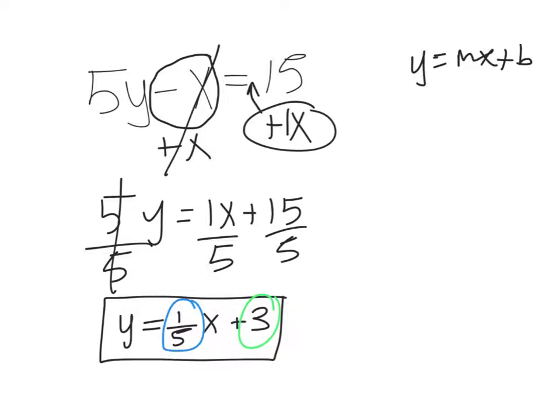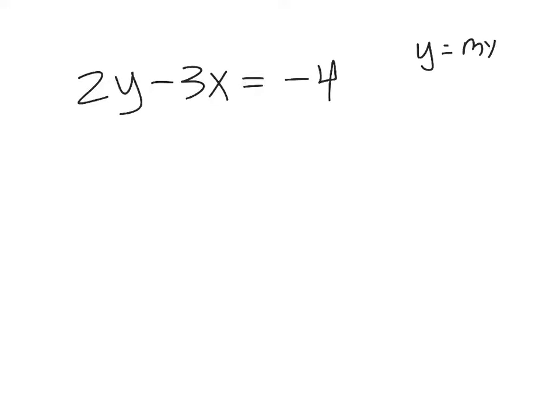Let's try one more of these, and I'll put it up here, and I want you to give it a try, so you can pause and give this one a try on your own and see how you do with it and compare it to my answer then. So let's try this one here. Let's do 2y minus 3x is equal to negative 4. And remember, you want to get it in the form of y equals mx plus b.